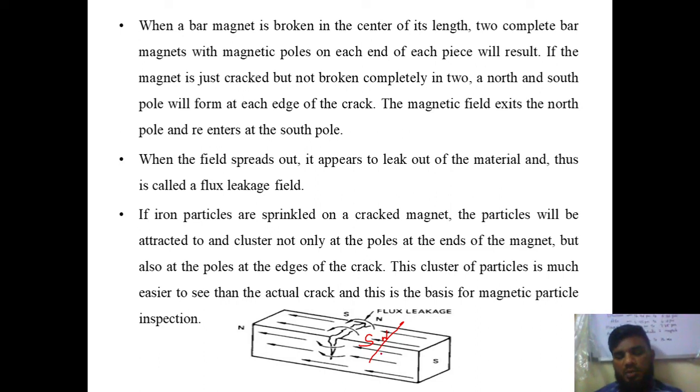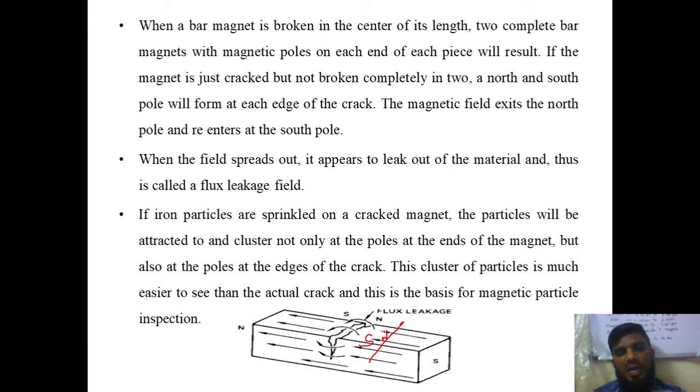When you break a single magnet into two pieces, it will create two poles, because magnetic poles are not unipoles. They are always two poles, north and south, always. They cannot exist as a single pole. Okay. So when it is broken along the length into two completely separate parts, the opposite poles will be generated.